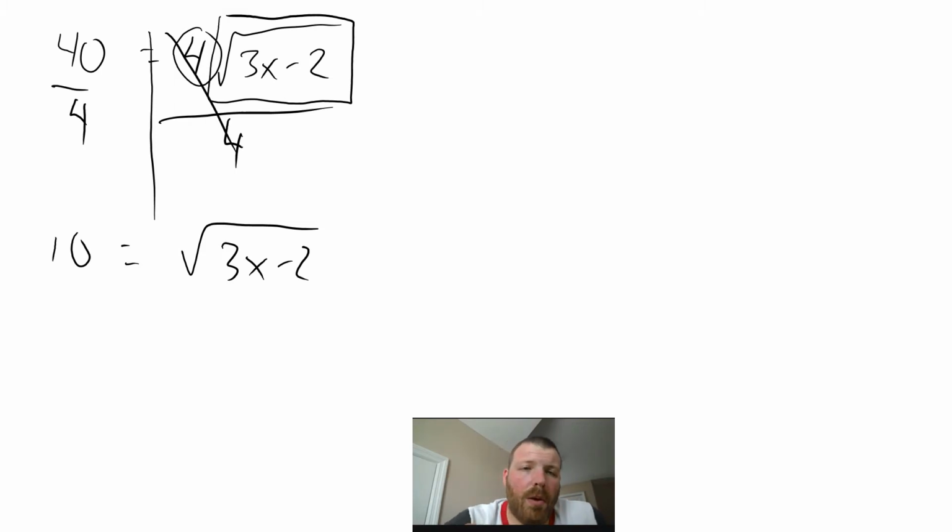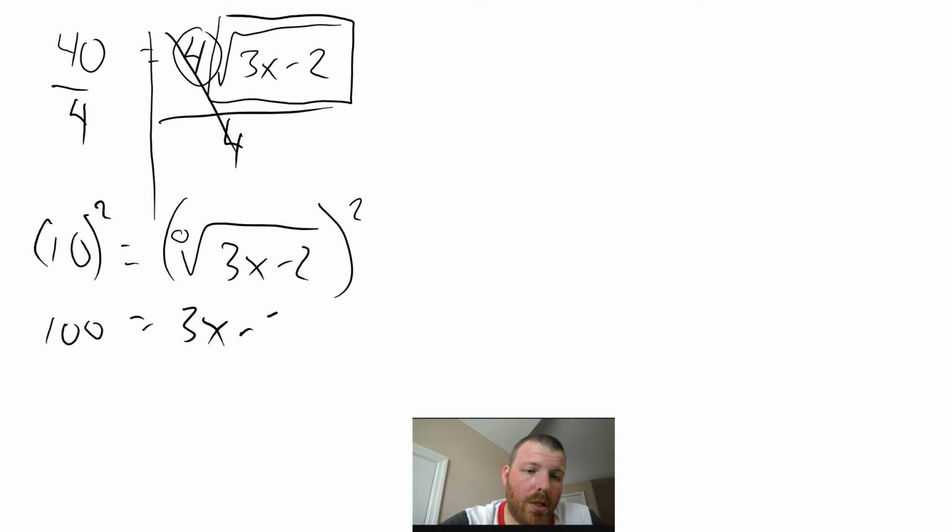Now, if you remember from my last video, we talked about the fact that any number out here would be the number that's on the bottom, which is the power that it needs to be raised to. I also said that if there's nothing out there, then that means there's automatically a 2. So what we need to do is square both of these sides. That will undo my radical. So what I have left is 100 equals 3x minus 2.